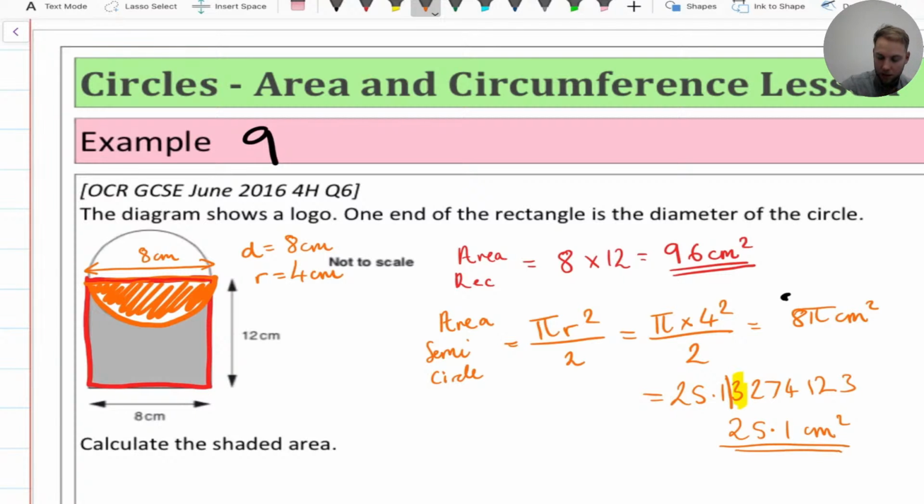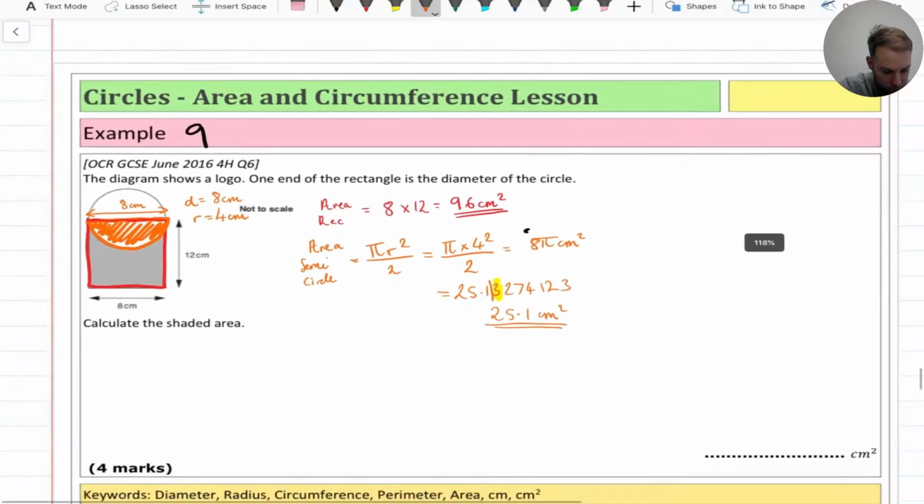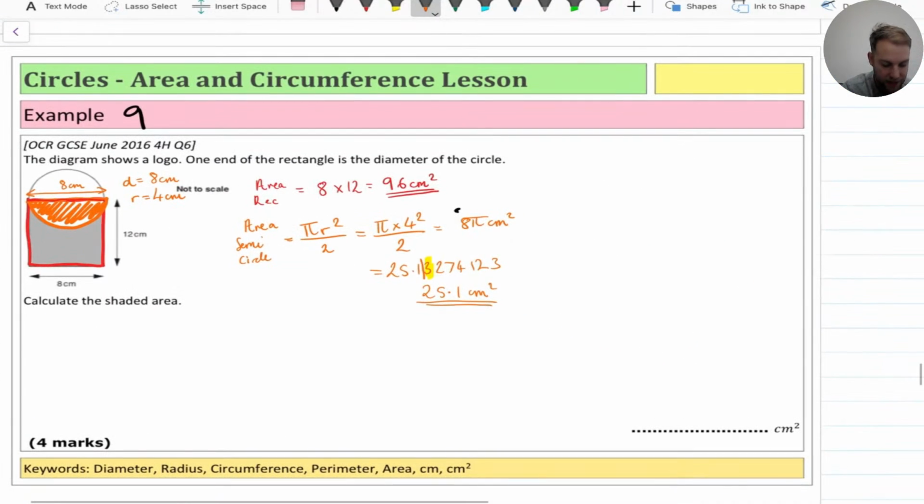Now remember that we don't want just the area of the semicircle. We don't want the area of the rectangle. The whole point of this is that we're trying to find the area of the shaded. Now to find the area of the shaded, I'm just going to shade it in again so you can see. This is the bit that we want. Okay? And to do that, we need the area of the rectangle.